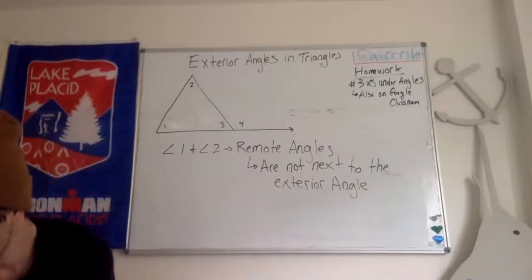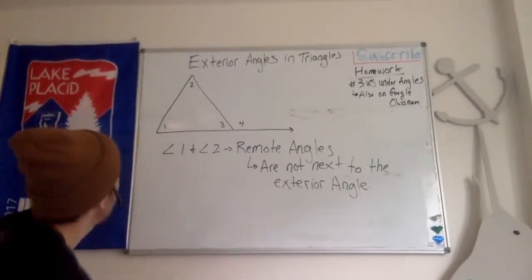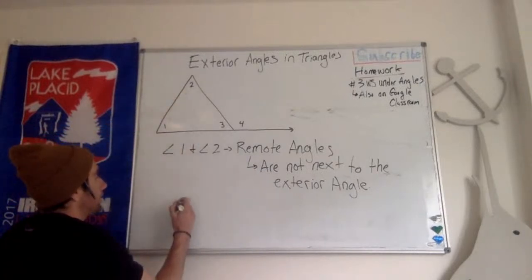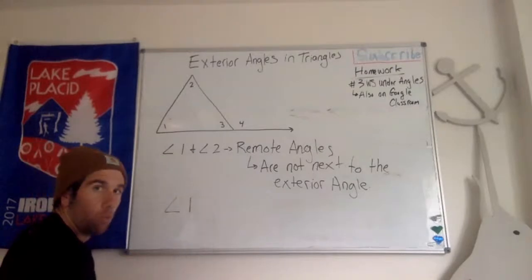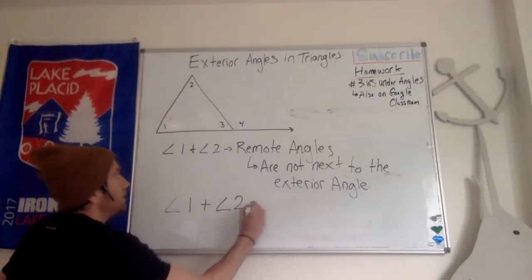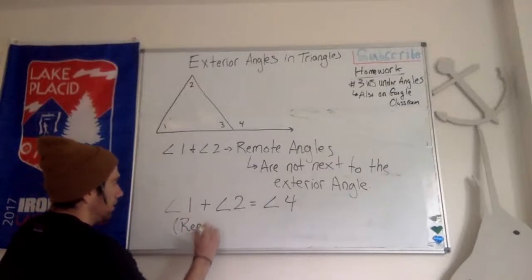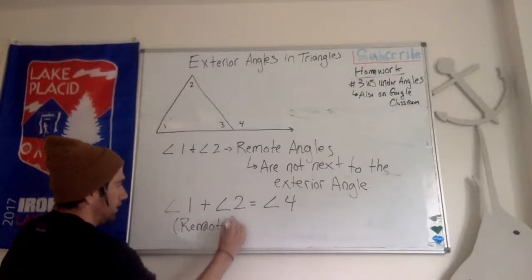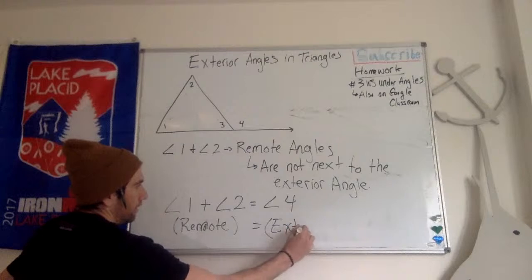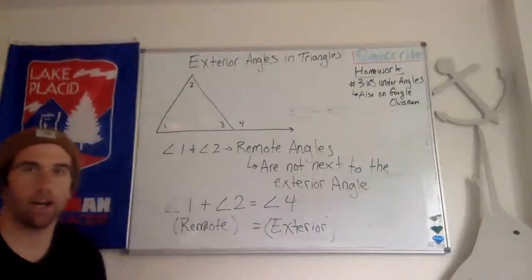Now, why did we learn this? Because here's the theorem. The exterior angle theorem states that angles 1 and 2, remote angles, angle 1 plus angle 2 should always equal angle 4. And this is remote. The sum of the remote angles should equal my exterior angle. All right, so that's that theorem.